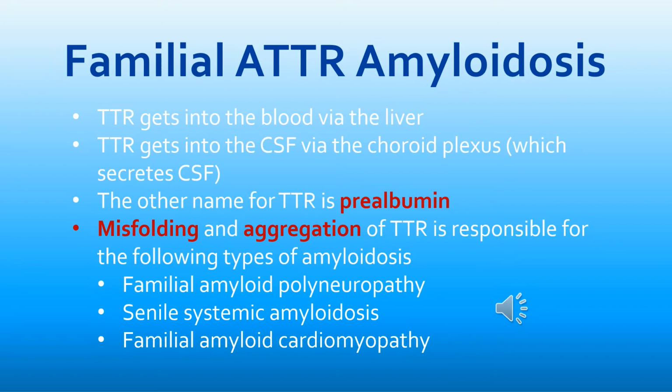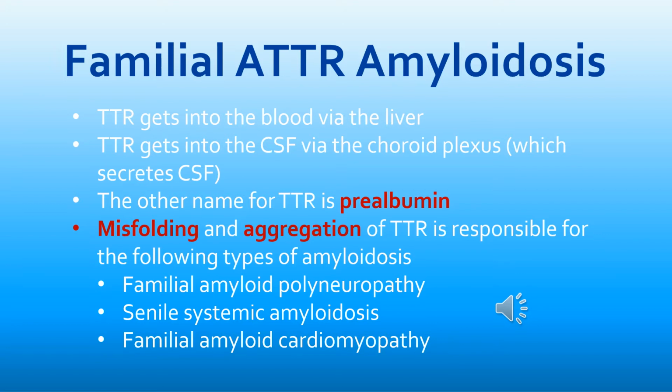All right, so how does TTR get in the blood? Well, it gets in the blood via the liver. And it gets into the cerebrospinal fluid of the brain via the choroid plexus, which actually secretes that fluid. Now, another name for it, for people that have been around a while in the medical field and are familiar with medical terms, you may have heard this called prealbumin before in lab work.